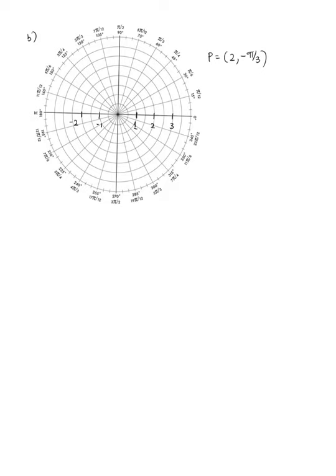All right, so I'm going to plot 2 comma negative pi over 3. Starting from positive 2, I'm going to revolve negative pi over 3, which is negative 60 degrees. So let me see. Starting from 2, we're going to go negative 60 degrees. Does that look right? I think that's right. So here is the point P, which is 2 comma negative pi over 3.